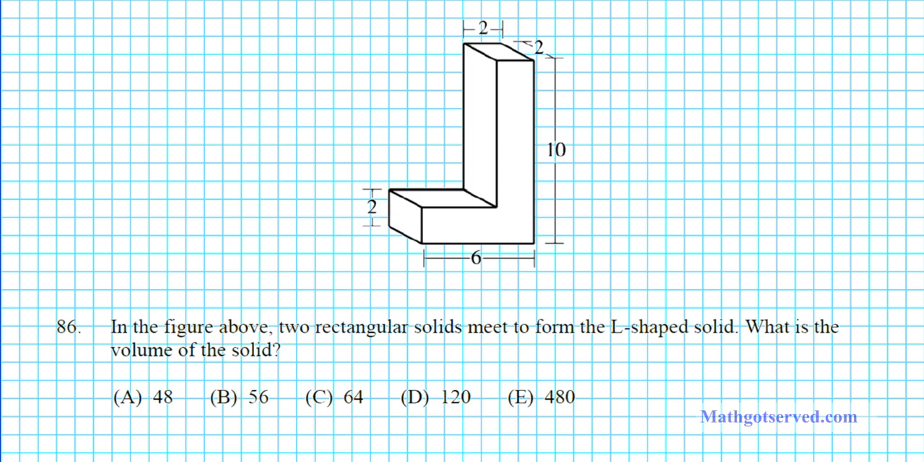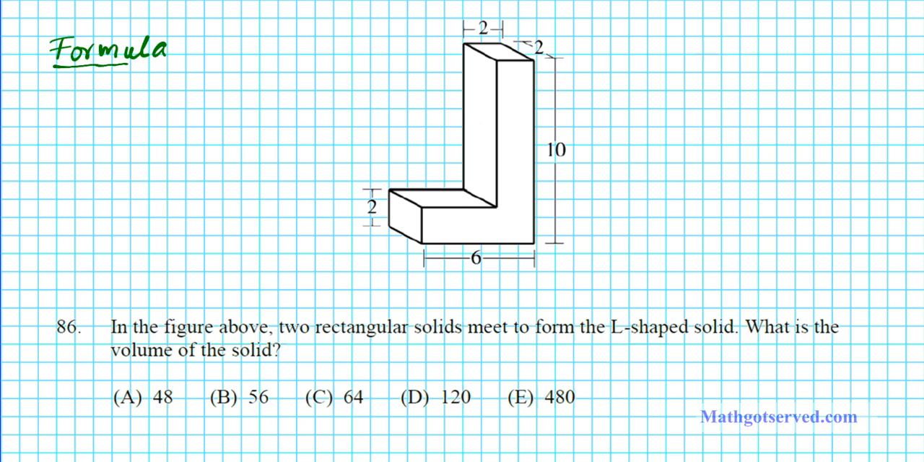All right, let's take a look at problem number 86. In problem 86, it says that in the figure above, two rectangular solids meet to form the L-shaped solid. What is the volume of the solid? So if you look at your reference sheet, you have the formula for the volume of a solid provided. Okay, so let's go ahead and write that down.